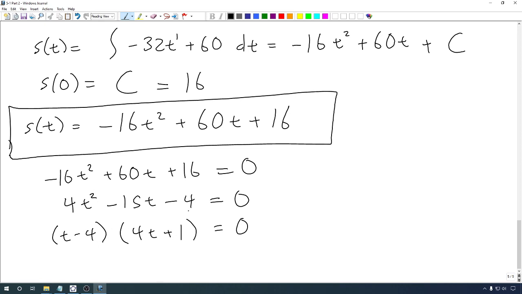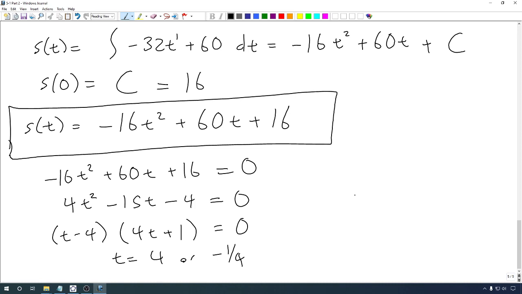Negative 4 times positive 1 gives us a negative 4. Then we have the outers, which is a 1t, and the inners, which are a negative 16t. When you add those together, you get negative 15t. Of course, setting this equal to 0, you get t equals 4, or t equals negative 1/4.